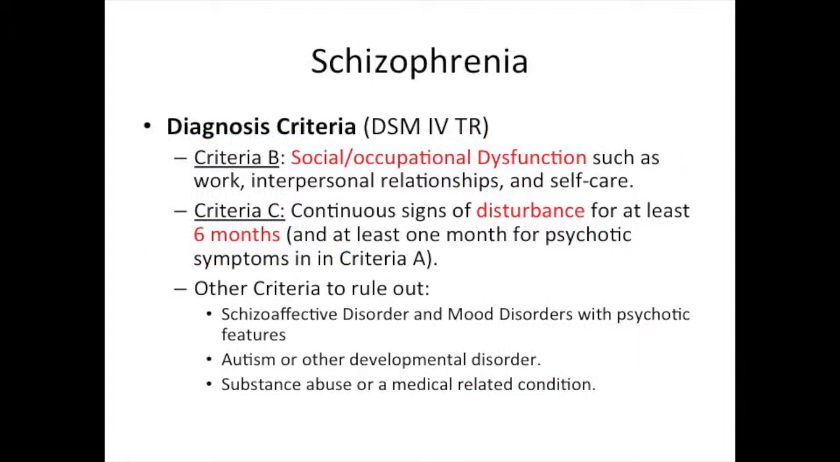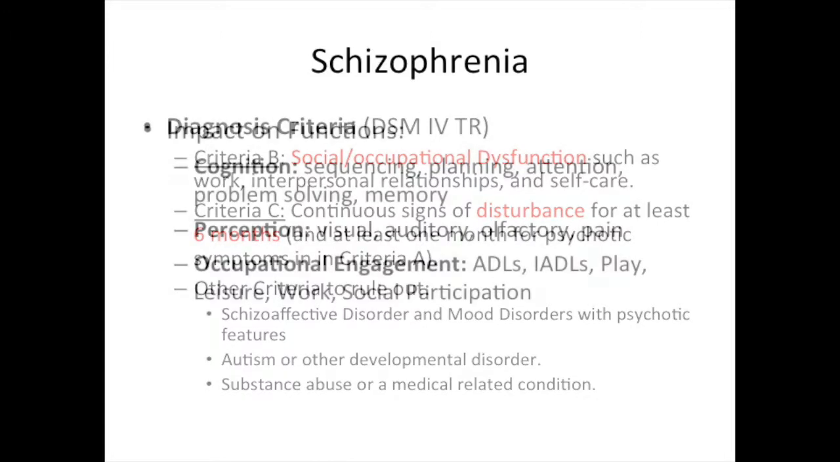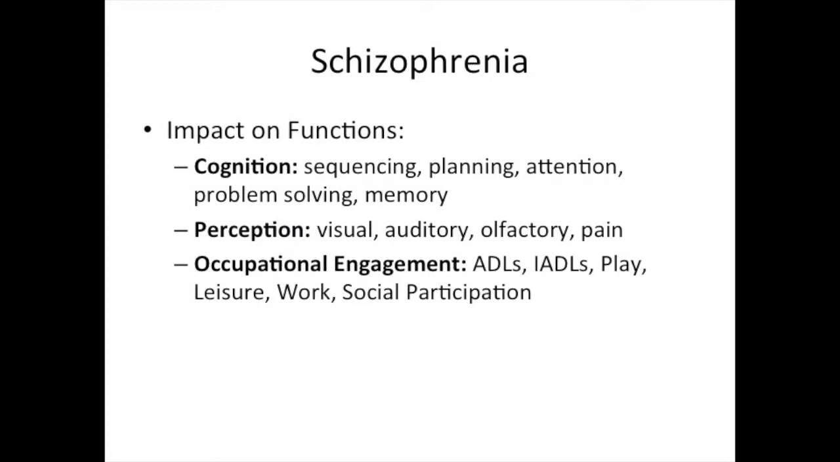Other criteria include social and occupational dysfunction in work, interpersonal relationships, and self-care. Also disturbances for at least 6 months. Rule out schizoaffective disorder and mood disorders with psychotic features. Also rule out autism and substance abuse or other medical-related conditions. So the impacts on function include cognition, things like sequencing, planning, attention, problem solving, and memory. When you are experiencing hallucinations and delusions, your perception of reality will be distorted. And also occupational engagement, it's hard to participate when you're experiencing the positive and negative symptoms.